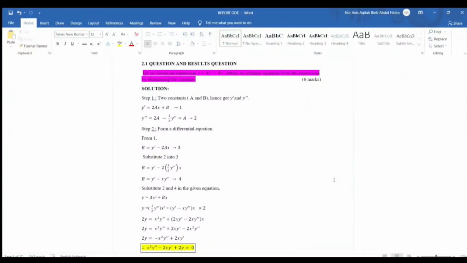We explain question 1a. Question 1a is: given an expression y equals x squared plus bx, obtain an ordinary equation from the expression by eliminating the constant. The answer is x squared y double prime minus 2x y prime plus 2y equals 0.